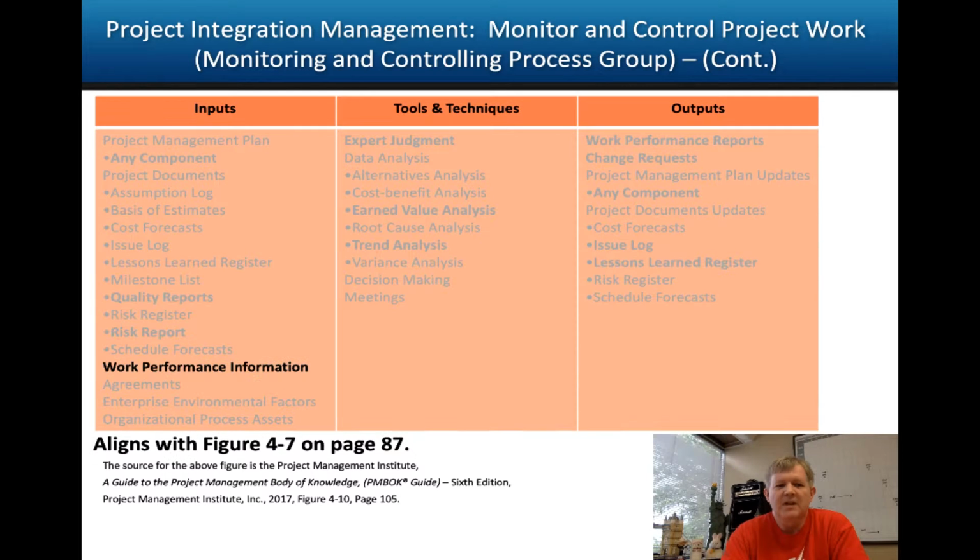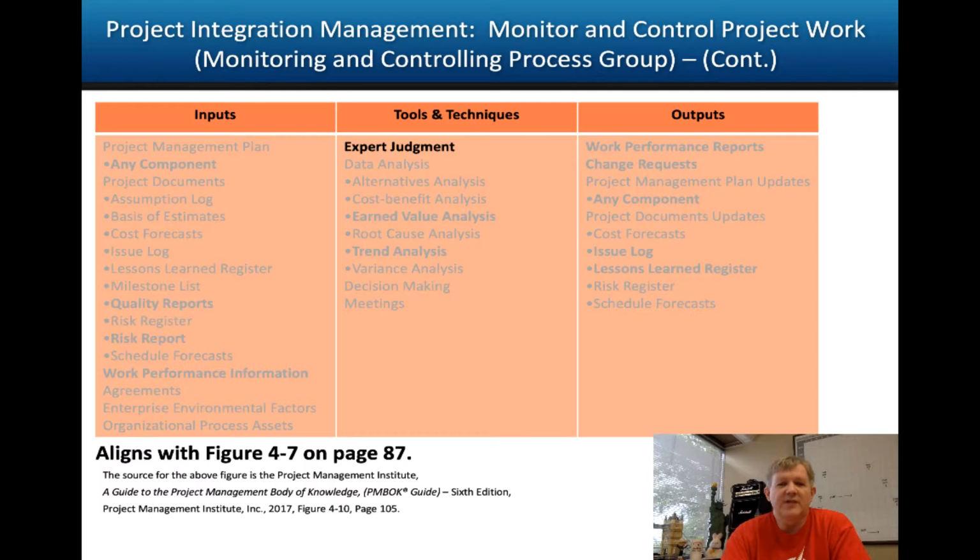Now, work performance information is a key input here. This is information about what's going on in the project environment. I like to think of this as actuals. This is information about what's actually happening. And then expert judgment is having common sense here. If you see something going in the weeds, speak up and say, hey, we need to make an adjustment. If you see something that doesn't look like that big of a deal, don't sweat it, for example.